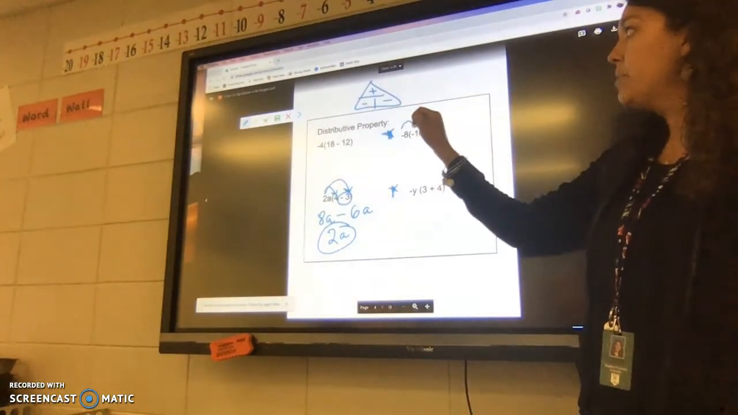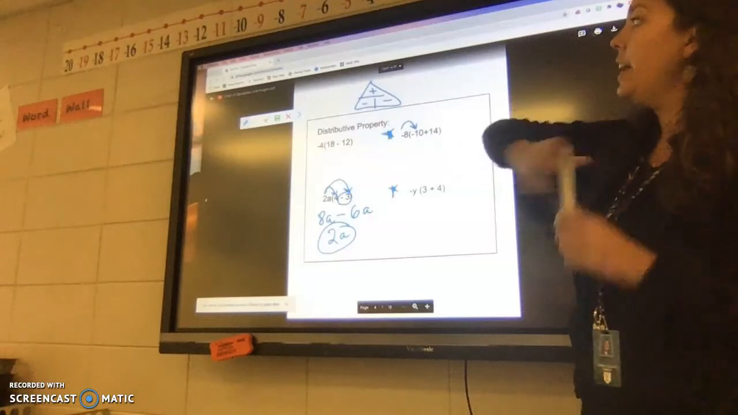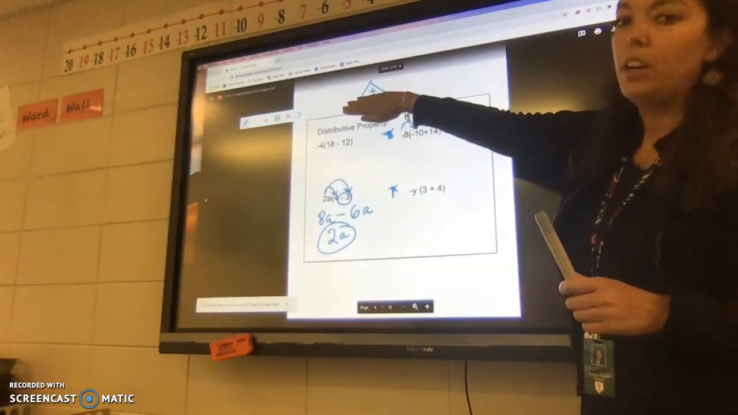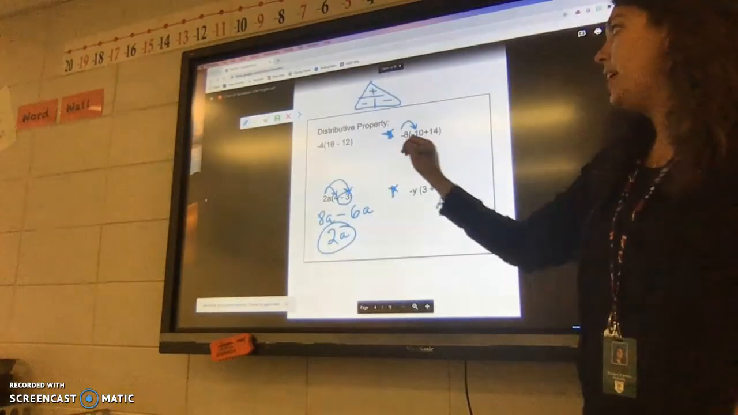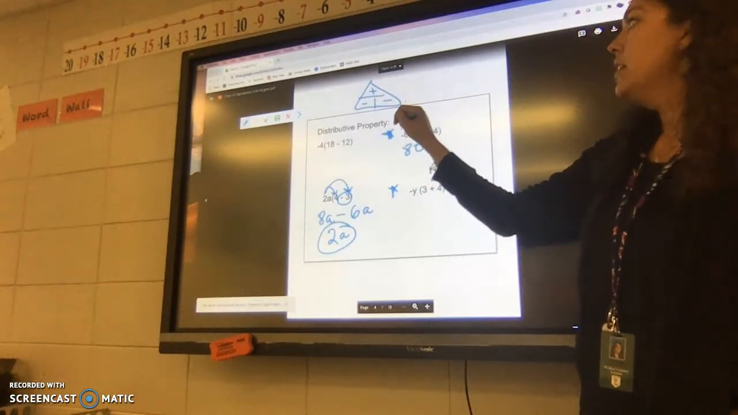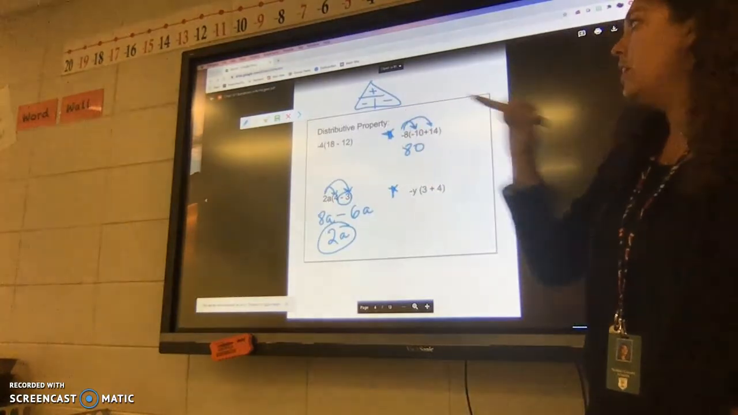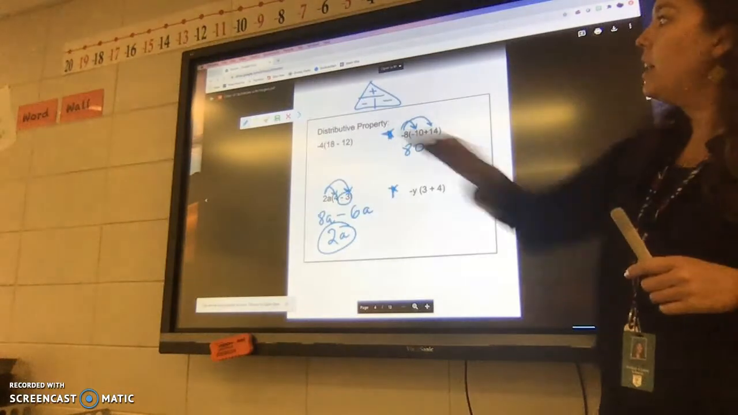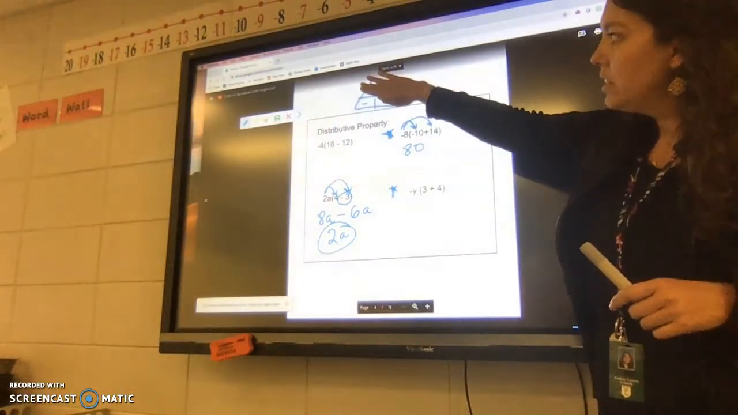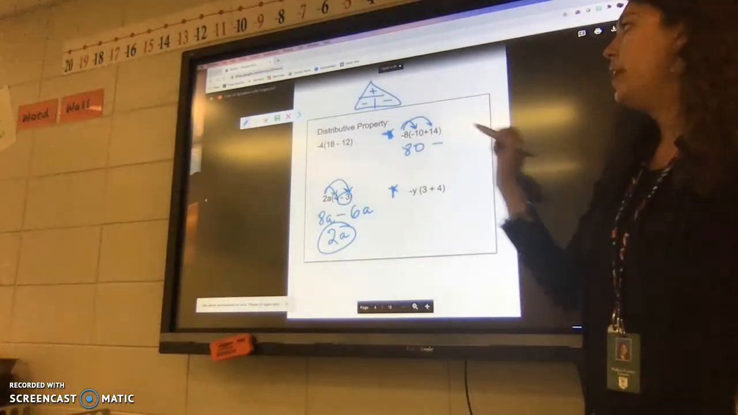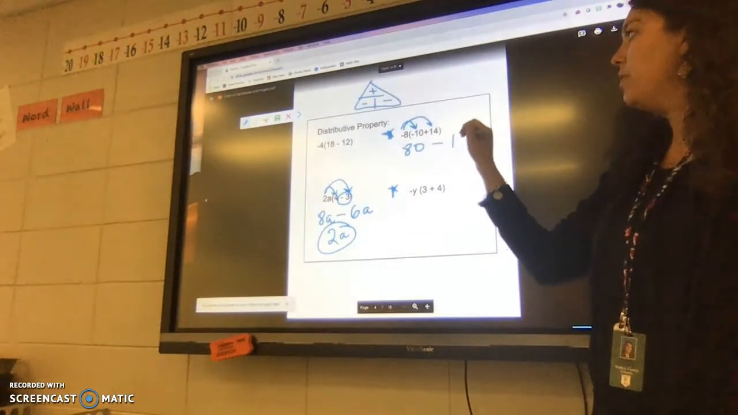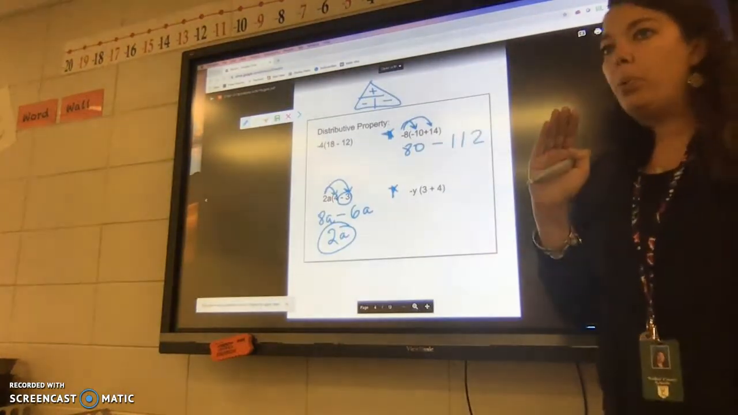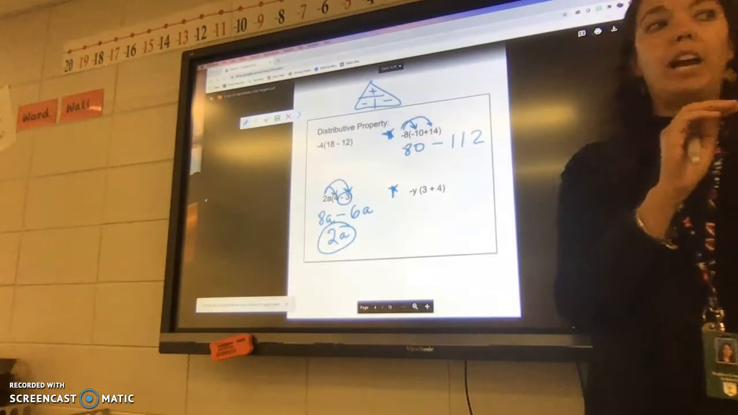Negative 8 times negative 10. A negative times a negative gives you what? A positive 80. Negative 8 times 14. A negative times a positive gives you a negative, what? 112. At this point, this is where you add or subtract.